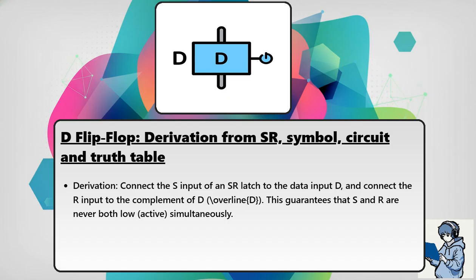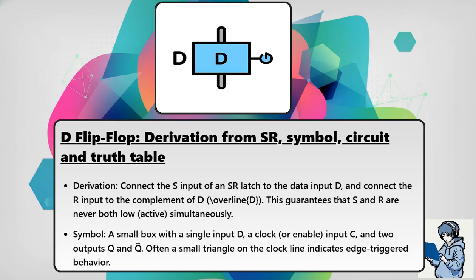Derivation: connect the S input of an SR latch to the data input D, and connect the R input to the complement of D, D bar. This guarantees that S and R are never both low (active) simultaneously. Symbol: a small box with a single input D, a clock or enable input C, and two outputs Q and Q bar.